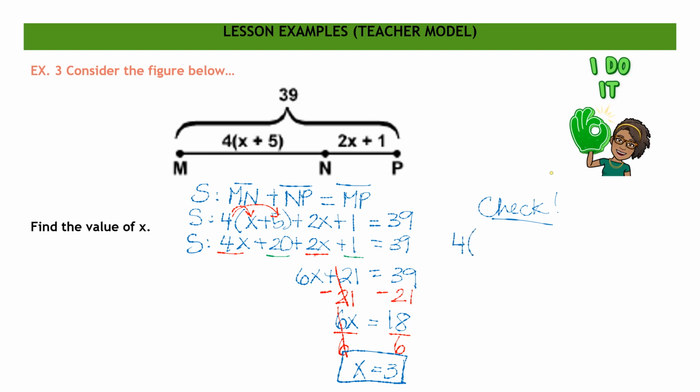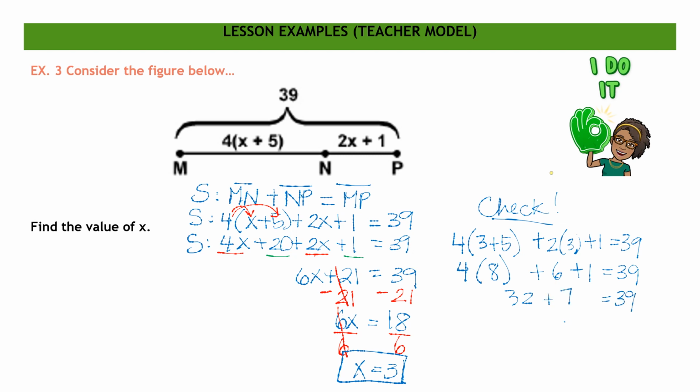So to check, I have 4 times the quantity of 3 plus 5, plus 2 times 3 plus 1, and that should equal 39. So 3 plus 5 gives me 8, and then 2 times 3 gives me 6, plus 1. 4 times 8 gives me a 32. 6 plus 1 gives me a 7. And then as you can see, we have 39 equals 39. So in fact, guys, we see that our answer is correct.